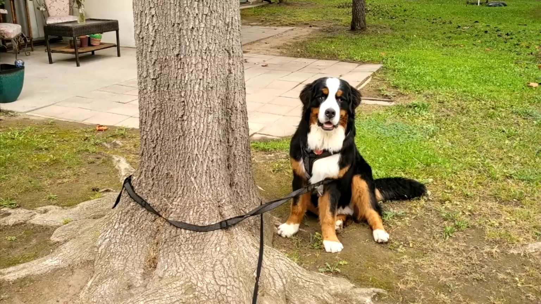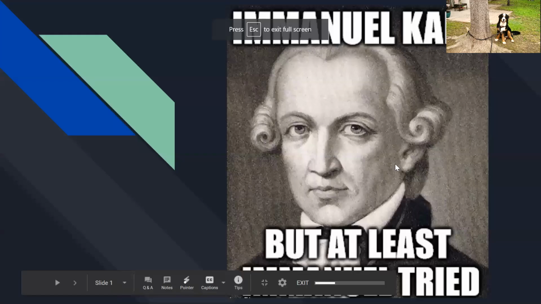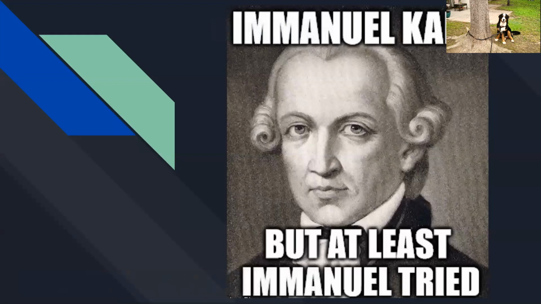So, again, this lecture is brought to you by Joey, the dog. This may end up being a slightly longer lecture. If it ends up being that way, I don't blame you if you get lost and bored at any given point, but I'll try to make it interesting at the very least. All right, so this is an image of Immanuel Kant. At least he tried.